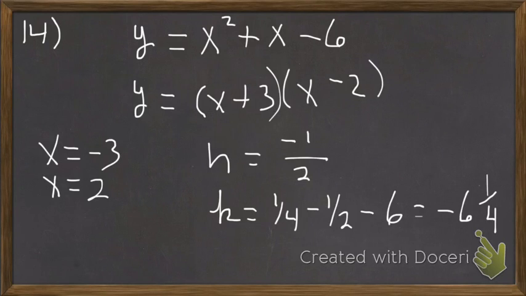So the vertex is negative 1/2, negative 6 1/4. Beautiful.